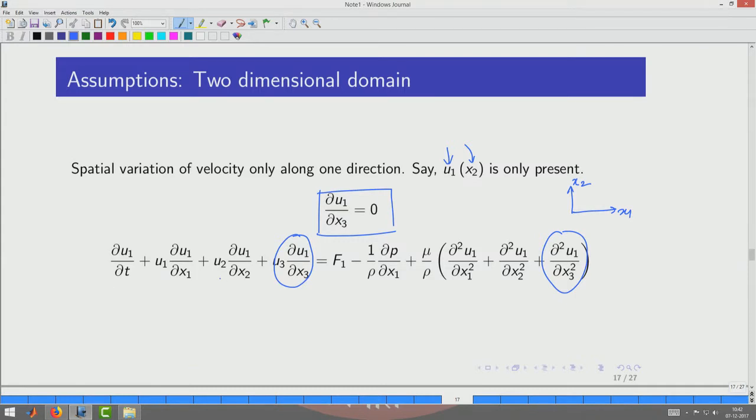The first term is dropped for the steady state assumption, and then you can see that the unidirectional flow will actually make the second and third terms drop off, and then you can also drop one of them because it is a 2D domain, and you can drop from the fully developed flow this term. So, you can actually see that only these two terms are going to survive. So, if you make all those assumptions.